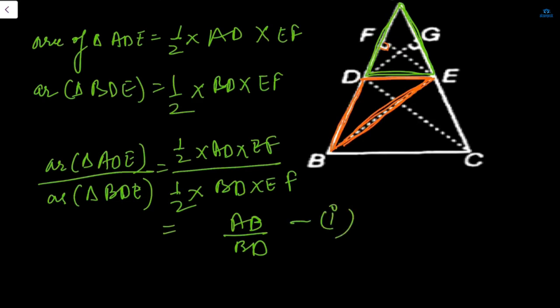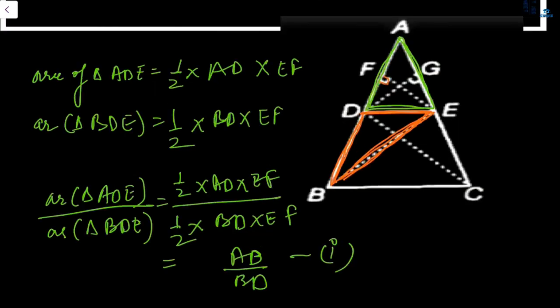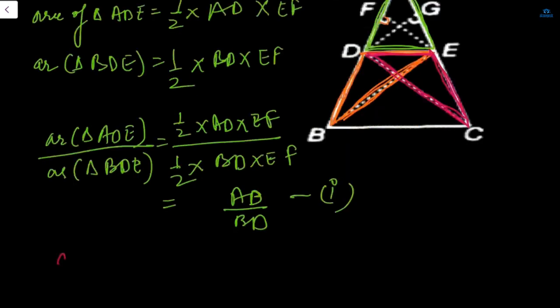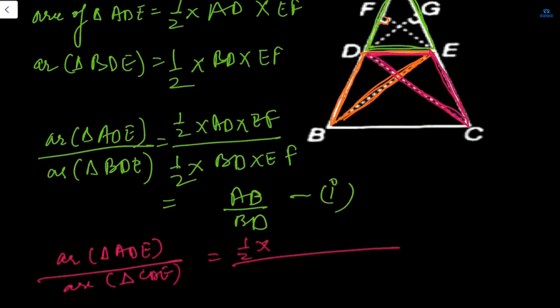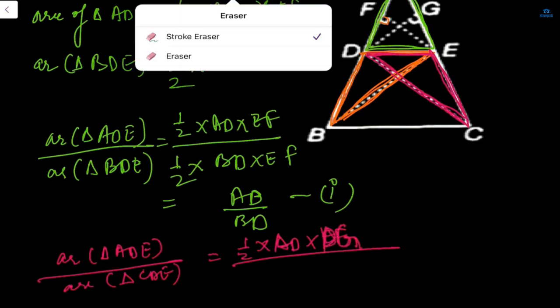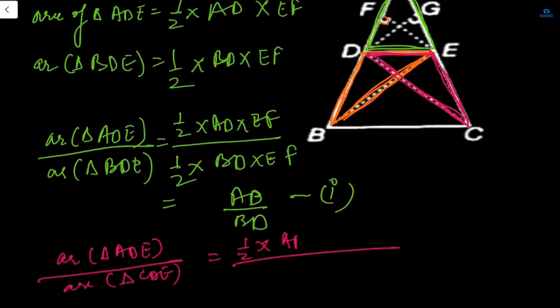Now we'll take another triangle. The above one, the green one, you are going to take, and the other one you are going to take is this one. Understood? So if you take this one, I'm writing directly, area of triangle ADE upon area of triangle CDE. Half base will be AE, this time you will take DG, so AE multiplied by DG.